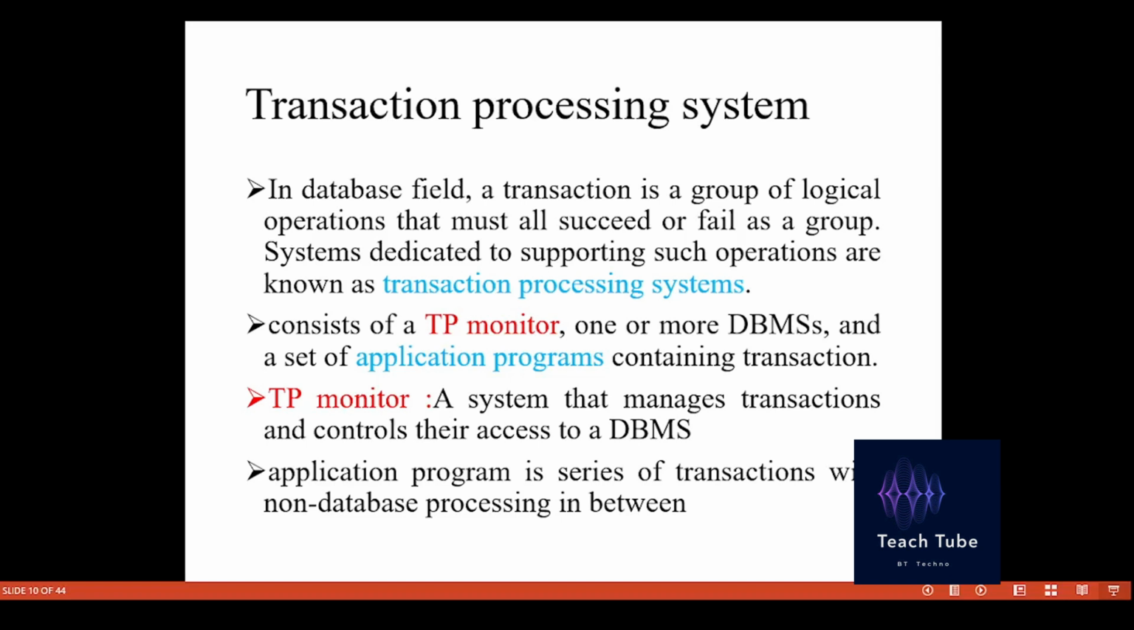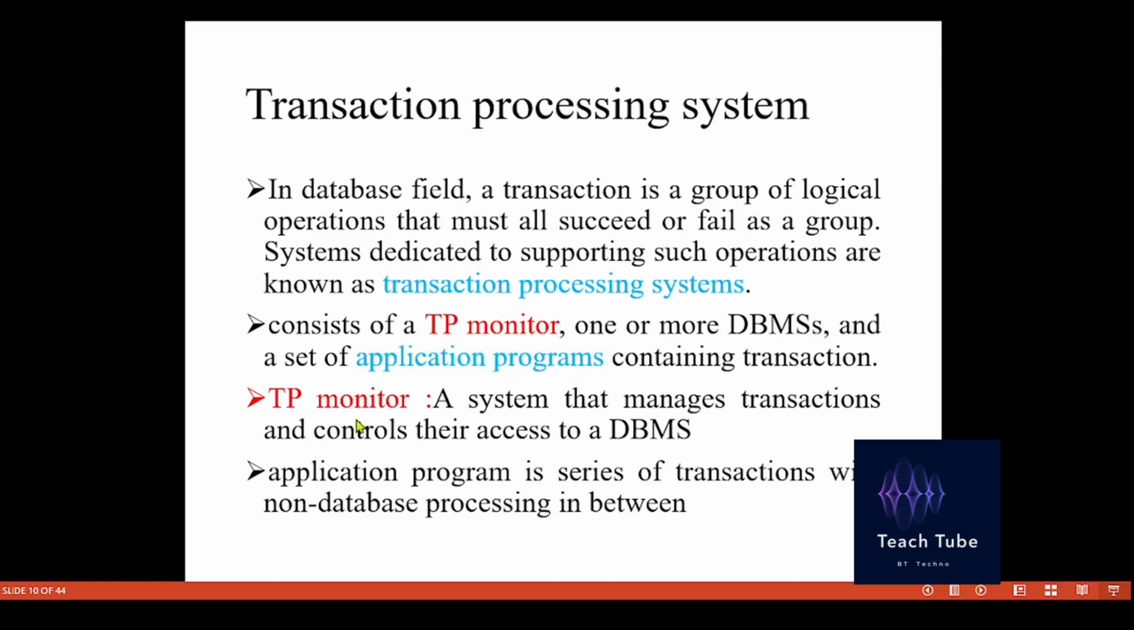Transaction processing system. In a database field, a transaction is a group of logical operations that must all succeed or fail as a group. Systems dedicated to supporting such operations are known as transaction processing systems. So in order to control whether a transaction succeeds or fails, it is important to manage these operations, and we also call this a transaction processing system. These transaction processing systems contain a TP monitor, application programs, and database management system operations.